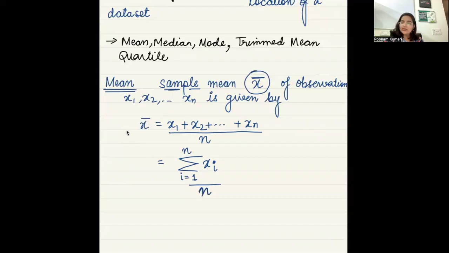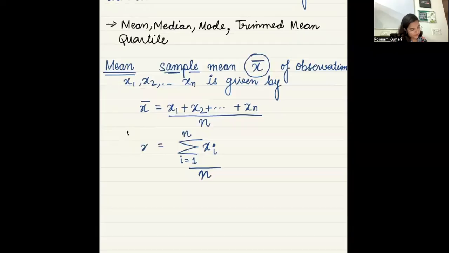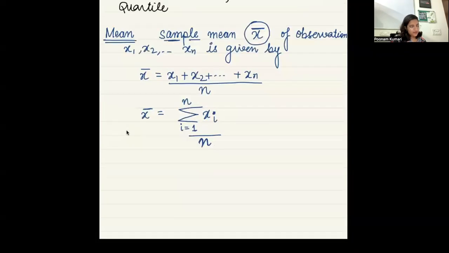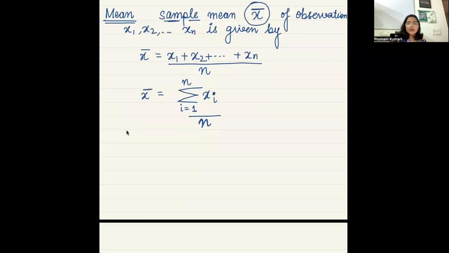Is that fine? Yes. ठीक है, तो ये symbol है हमारे sample mean का. This is the symbol. So this is your x bar. Fine. So this was basically sample mean.